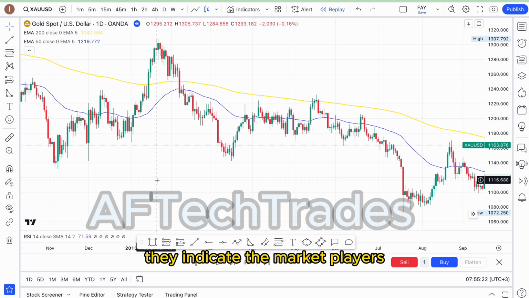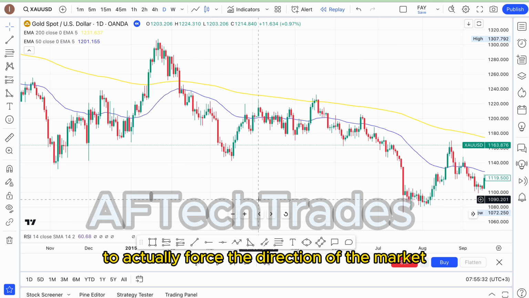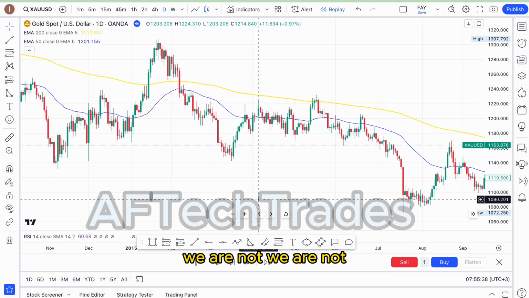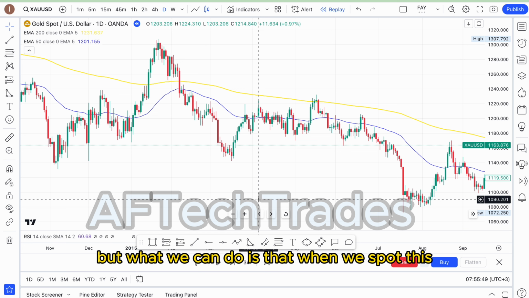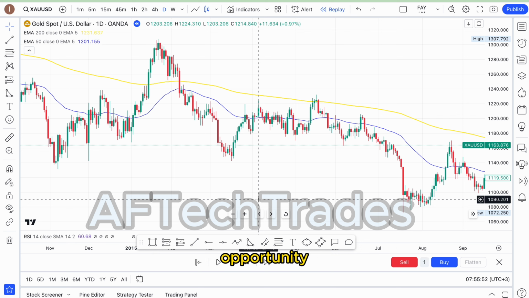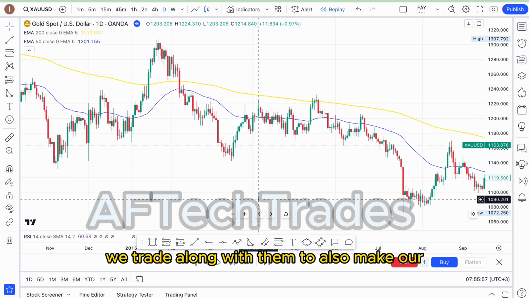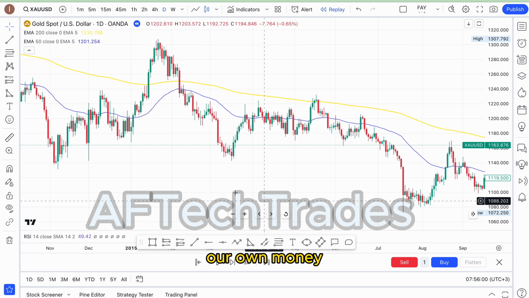They indicate the market players have come into the market, either banks or financial institutions. They have come into the market to actually force the direction of the market. Myself and you, we are not part of the big boys. We don't have that much money to go into the market and move the market. But what we can do is, when we spot this opportunity, when we know they are already in the market, we trade along with the direction they go to also make our own money.